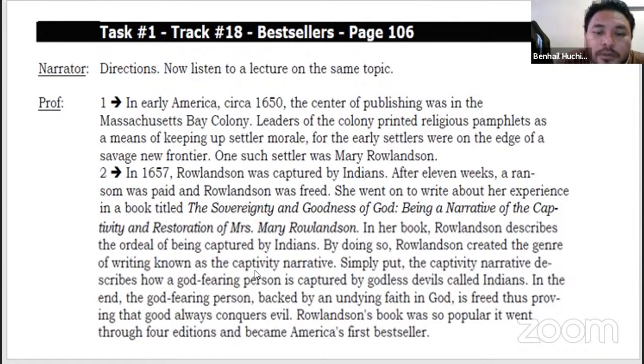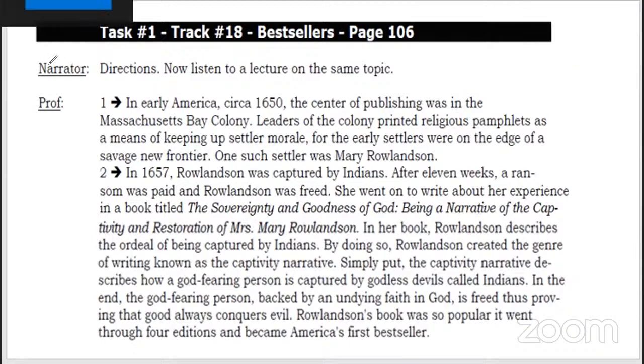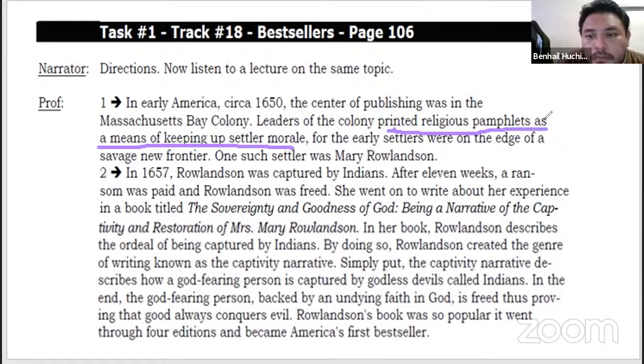Okay, so at this point, we can identify which are the 2 main ideas. Can you tell me which ones they are? The first one is the printed religious pamphlets as a means of keeping up settler morale. This one. And the second one?